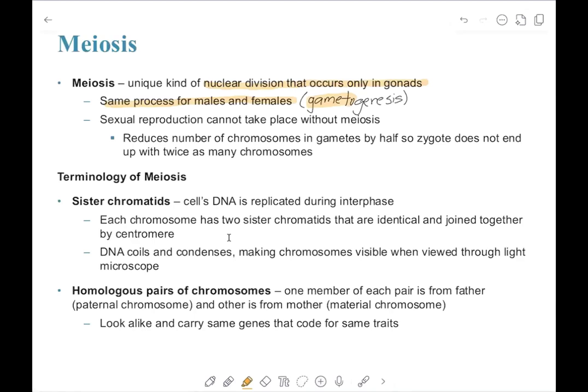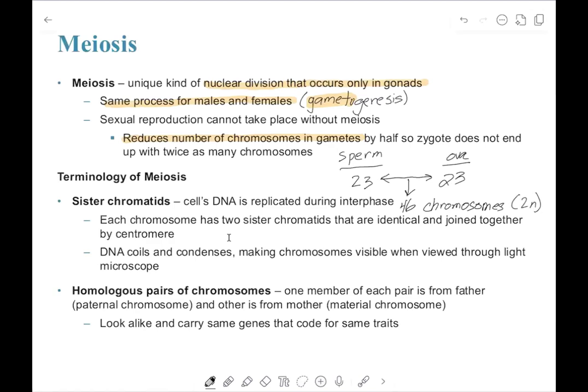So sexual reproduction cannot take place without meiosis occurring because the most important thing is that it reduces the number of chromosomes in the gametes by half. So the zygote does not end up with twice as many chromosomes. For example, the sperm is going to have 23 chromosomes, and the ova is also going to have 23 chromosomes. So when fertilization happens, there's now going to be 46 chromosomes in the zygote, and the terminology for that is going to be 2N.